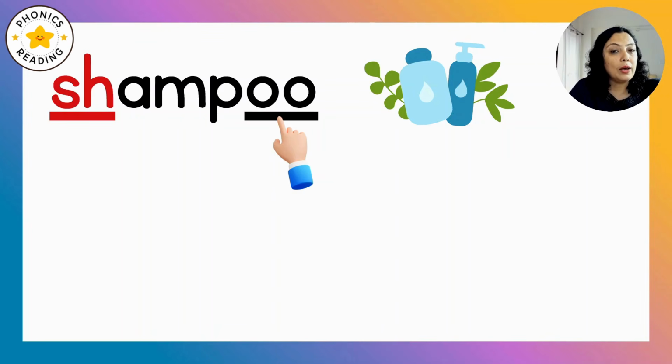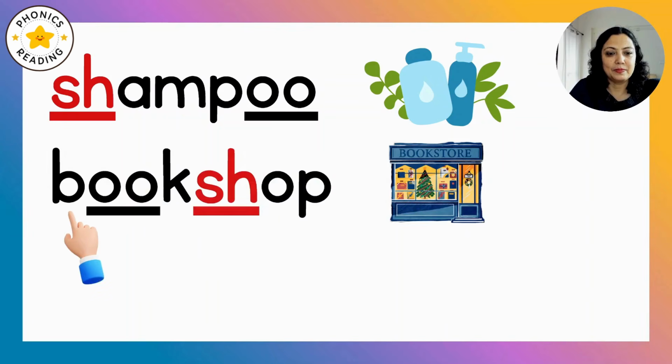Oo is also a digraph. Can we read? Yes, we can. B, ook, book. Sh, op, shop. Bookshop. B, ook, book. Op, bookshop.